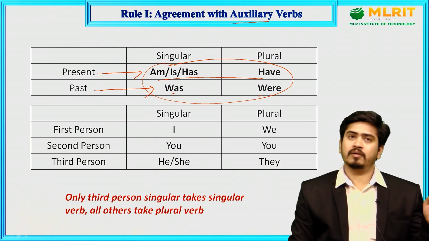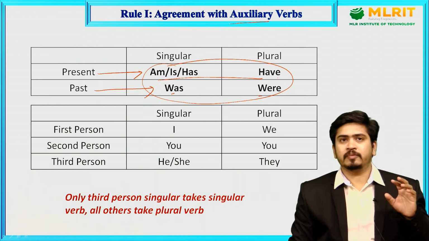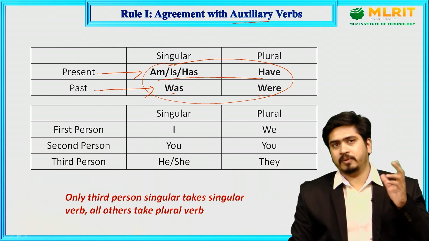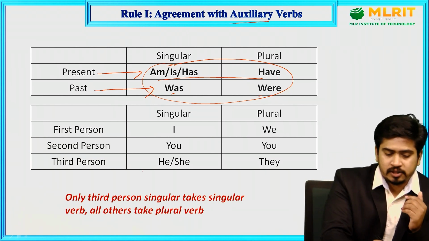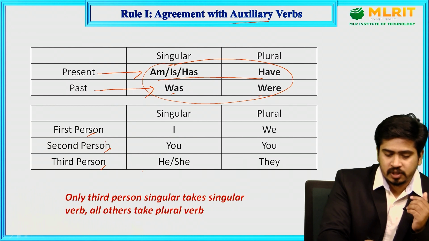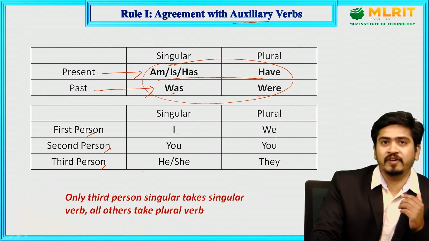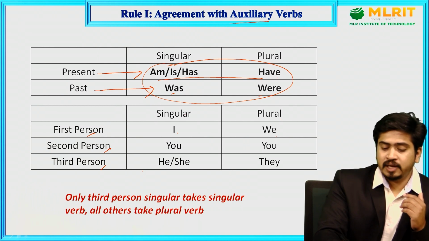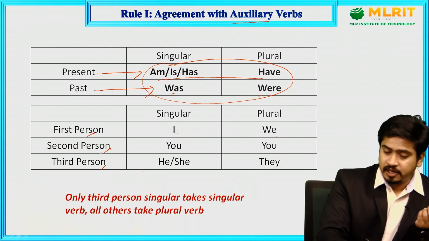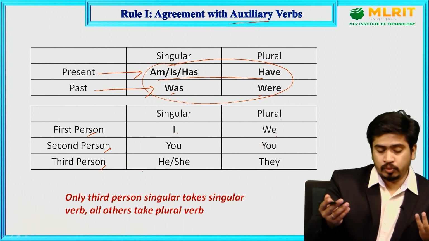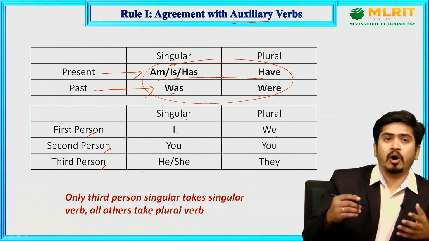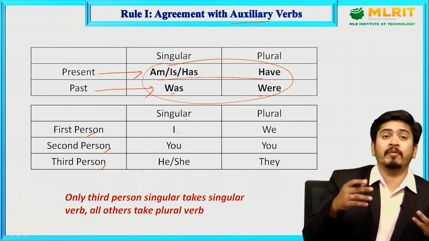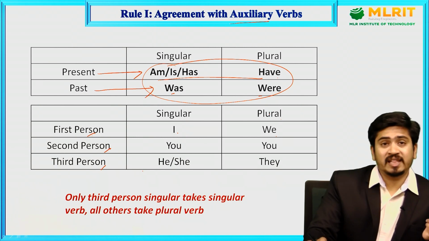Now, earlier we discussed the agreement depends upon the person and number. Person is first, second or third person, number is singular or plural. If you see here, it's already given first person, second person, third person. First person singular is I. First person plural is we. Second person singular is you. Second person plural is again you. Third person singular is he, she, or it, or any proper noun, name of a person. Third person plural is they.